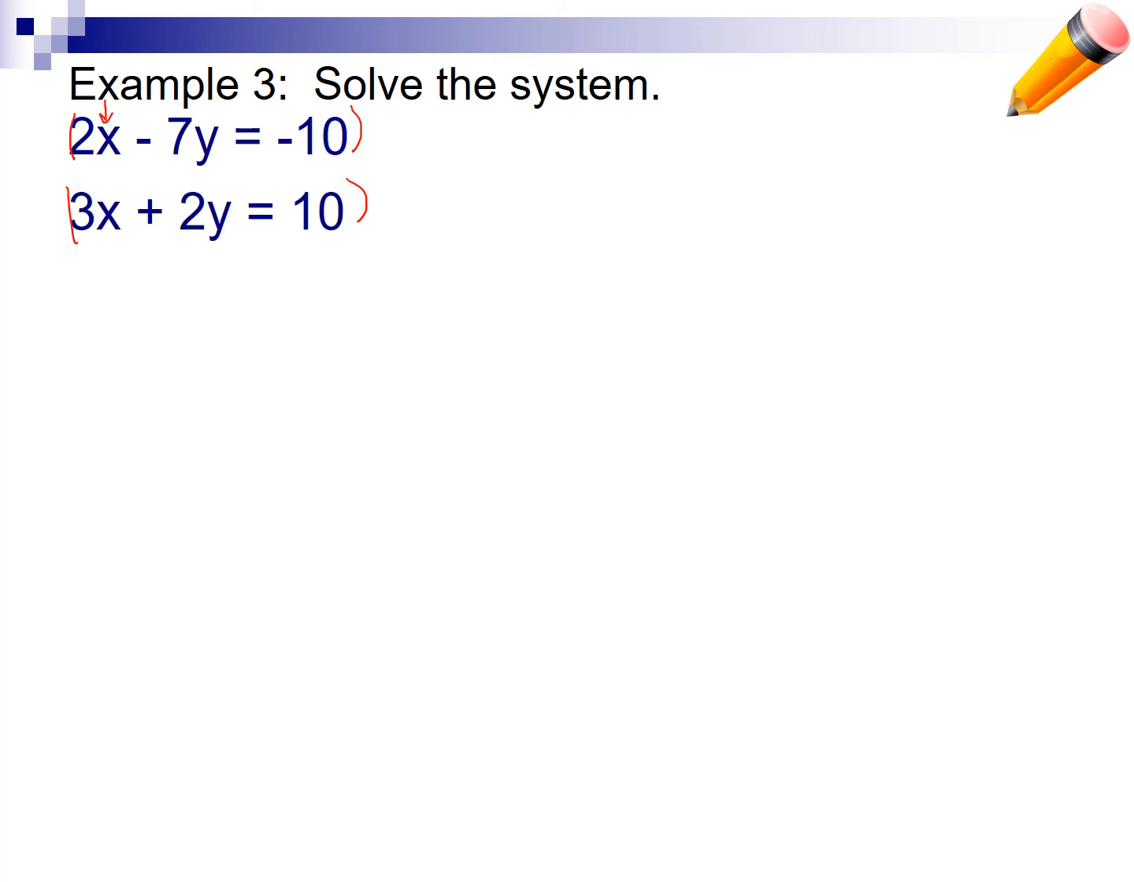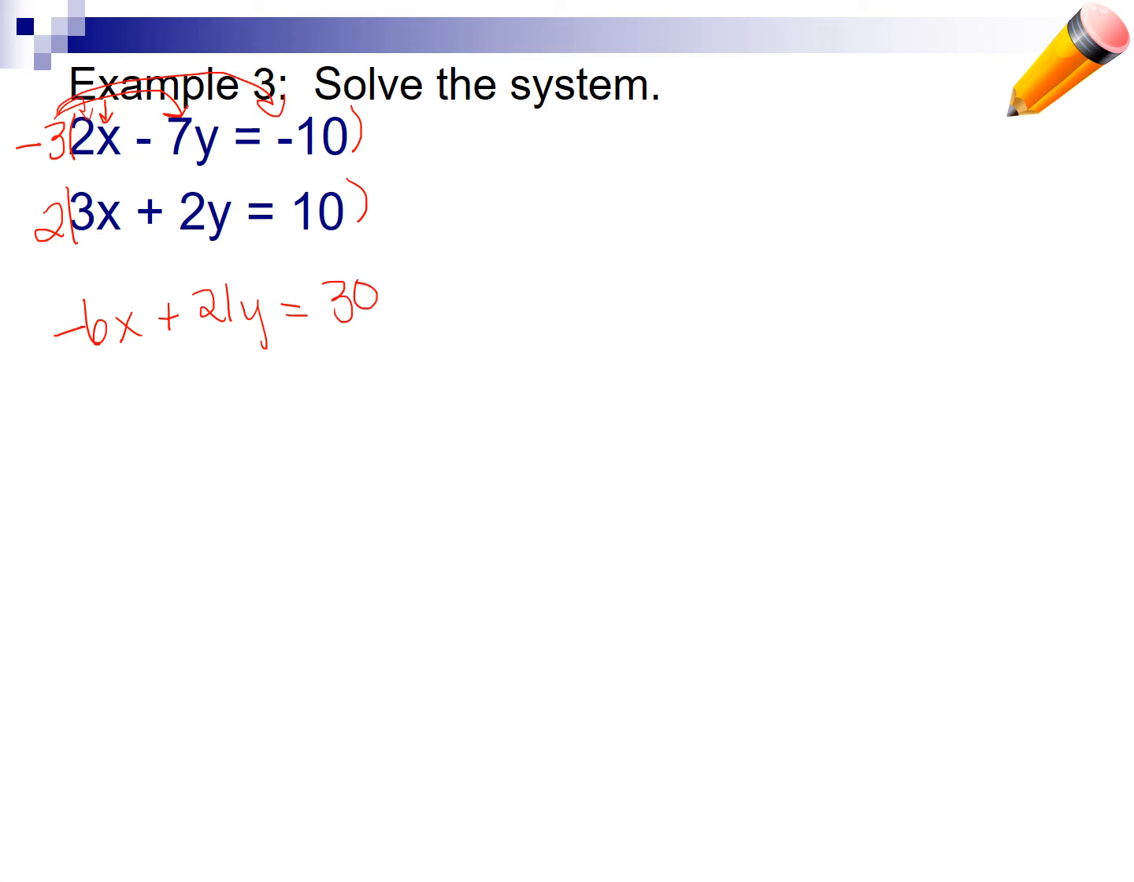So if my end goal is to get the x variable to add and subtract to 0 with the number 6, that's what I'm trying to do. So we're going to multiply the top equation by negative 3, the bottom equation by 2, and remember that when we do this, we have to distribute to everything. So negative 3 times 2x is a negative 6x. A negative 3 times a negative 7y is a positive 21y. And then we have negative 3 times a negative 10, which is a positive 30.